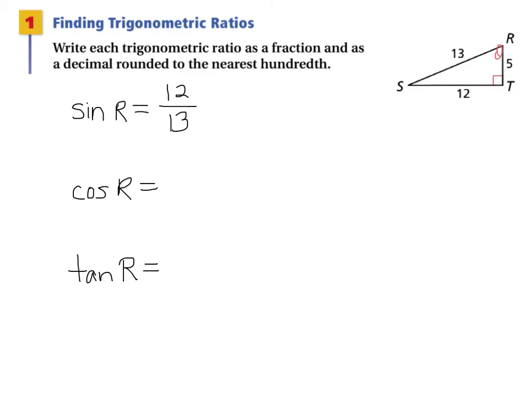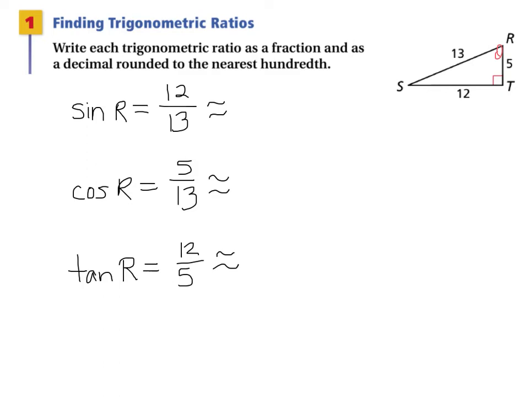Cosine of R would be adjacent over hypotenuse. So the adjacent side is 5 over the hypotenuse, so that'd be 5 thirteenths. And tangent of R is, well, tangent is opposite over adjacent. So opposite over adjacent would be 12 divided by 5.